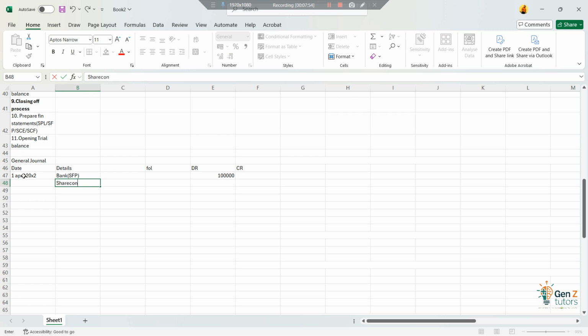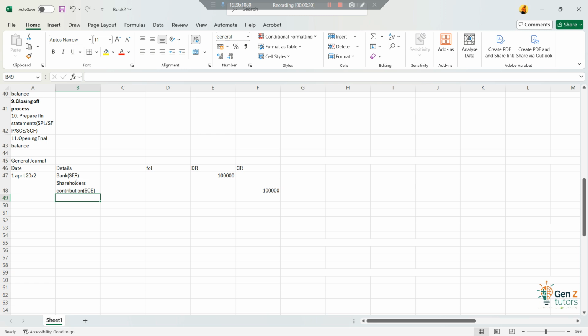So now what are you gonna do? You're always gonna start with the assets, and this was happening on where? On April 20x2, right? And then what we have, we had bank, which goes to the SFP, and then we are done with that. And then the folio, it's fine. Even if you just say transaction number one at this particular point in time, that's fine. This was for what? 100,000.